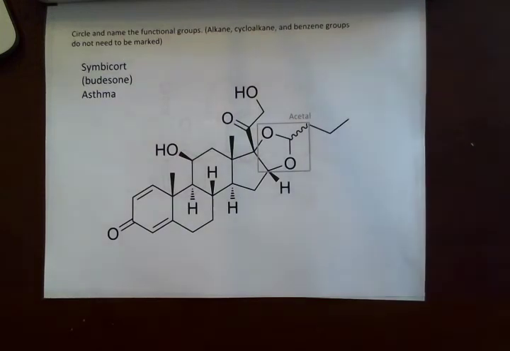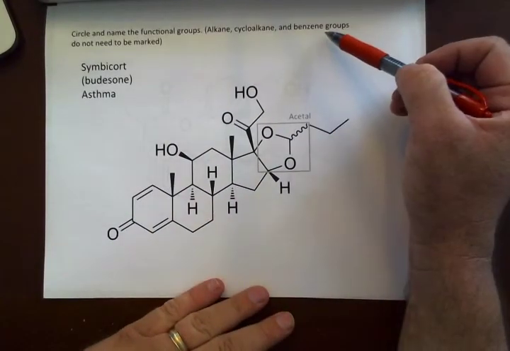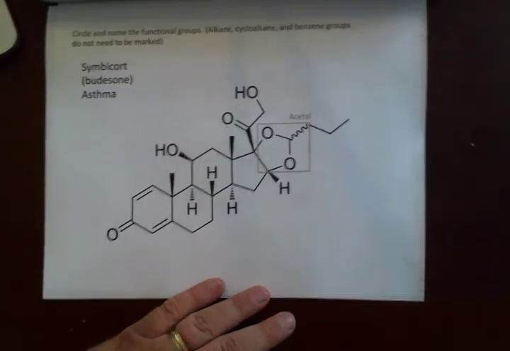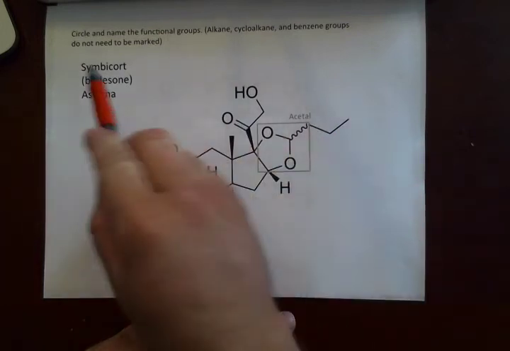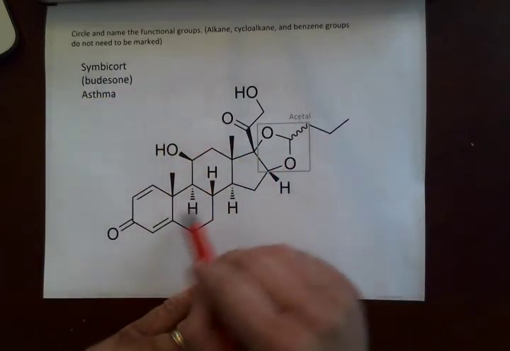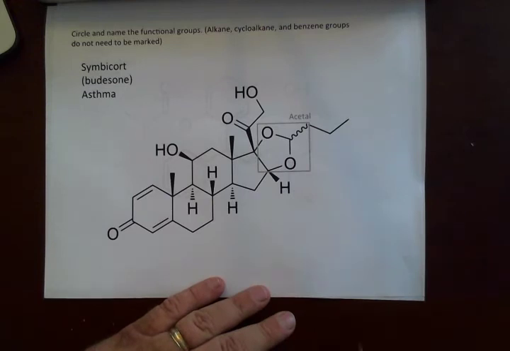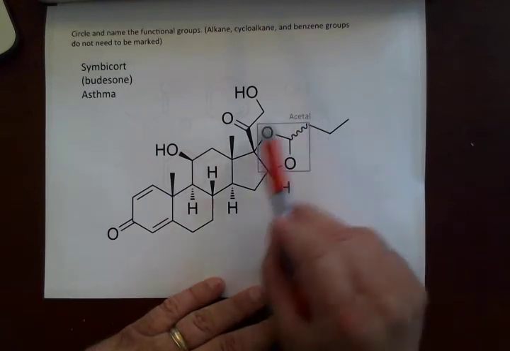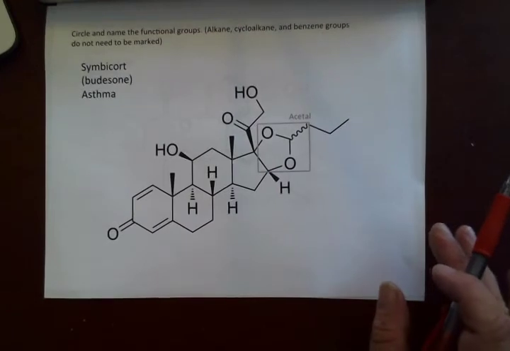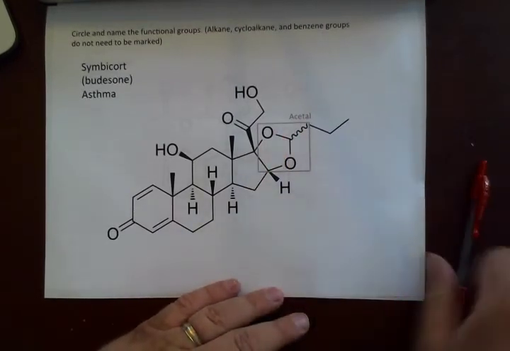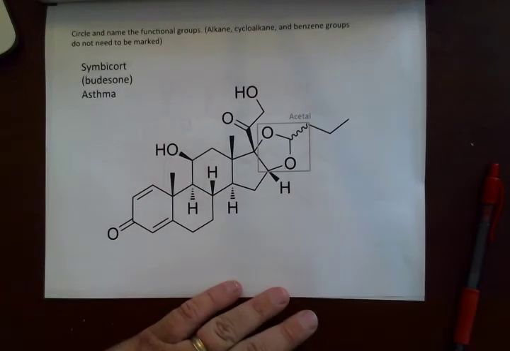Now for this one, circle and name the functional group. So alkanes, cycloalkanes, and benzene groups don't need to be listed. Now here, this is Symbicort. This is a steroid. This is from an older book, and they had acetal listed. So I'm not going to have anyone here that you guys aren't going to see that's on the list. So you just start at one end and work your way across.